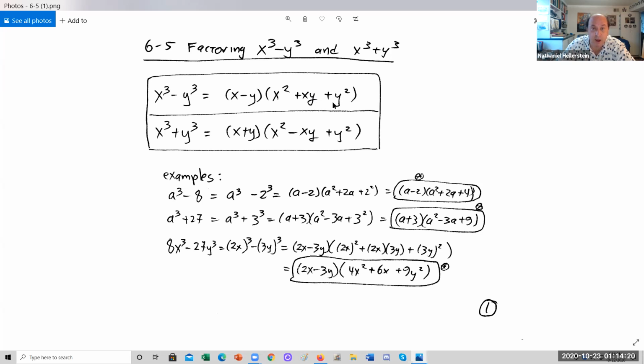I call this the 999 rule because if you have x be 10 and y be 1, this left side is 10 cubed minus 1 cubed, which is 999. The right side is 10 minus 1, which is 9, times 100 plus 10 plus 1, which is 111, and 9 times 111 is 999.